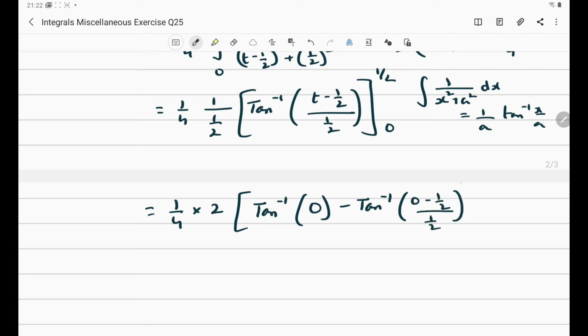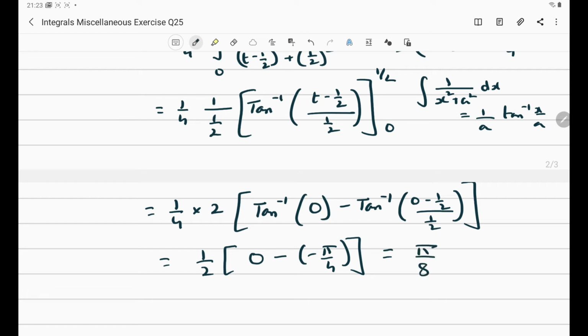So, this is 2 by 4 is 1 by 2, tan inverse 0 is 0 minus tan inverse minus 1 is minus pi by 4. So, this will be equal to pi by 4 into half is pi by 8. So, the answer is pi by 8.